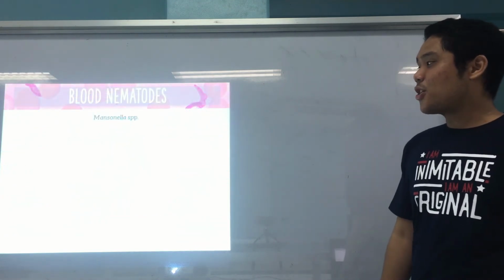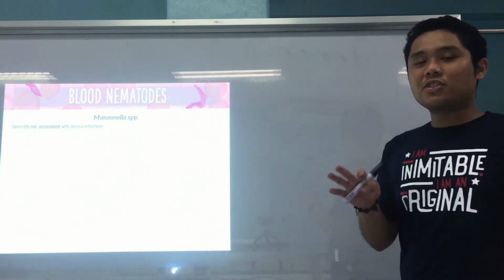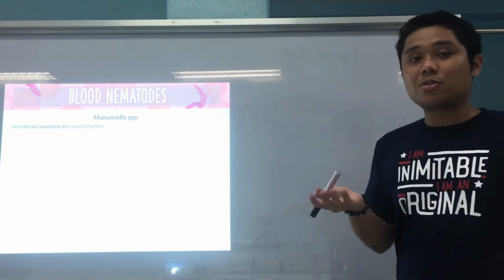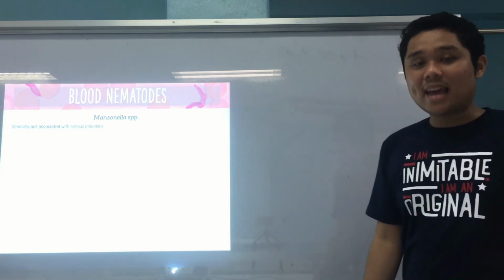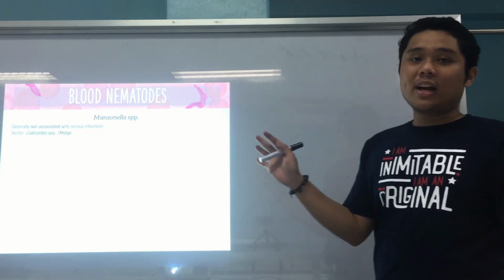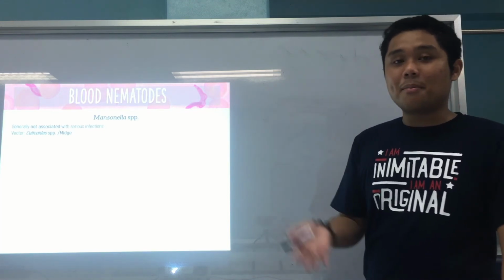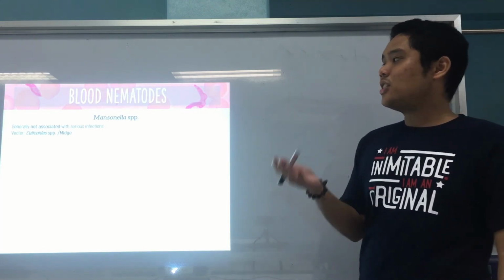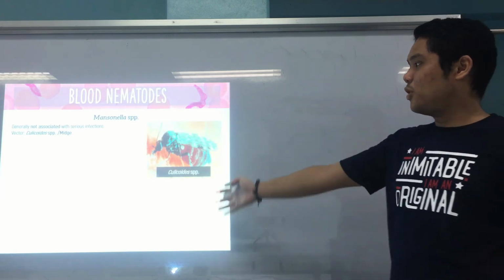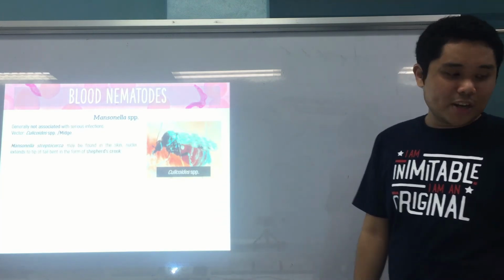And the last species are your Mansonella species. Mansonella species are generally not associated with any serious infections. The vector is Culicoides species, or midge. This is an example of a Culicoides species. You have different species of Mansonella.